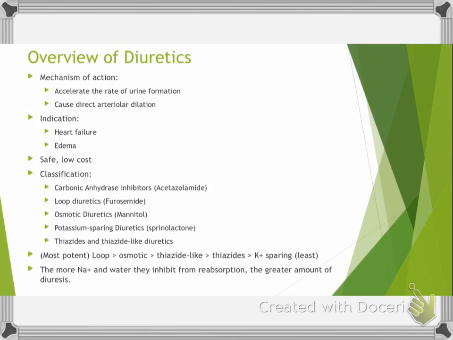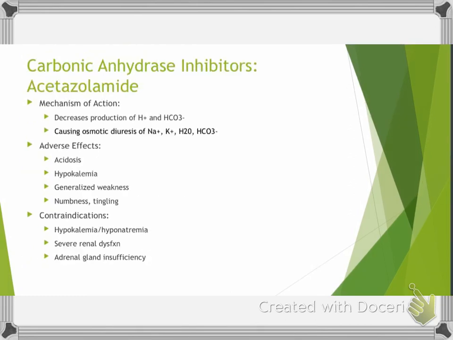Classifications, these are different ones listed here, and we're going to talk about them more specifically in the next few slides. The most potent is the loop diuretics, and then less potent is the osmotic, then thiazide-like diuretics, then thiazides, and then potassium-sparing diuretics are the least potent of the diuretics. The more sodium and water they inhibit from reabsorption, the greater the amount of diuresis, which means increased production of urine. Okay? So the stronger they are, the more urine they produce.